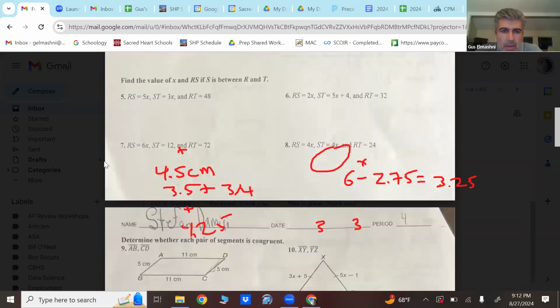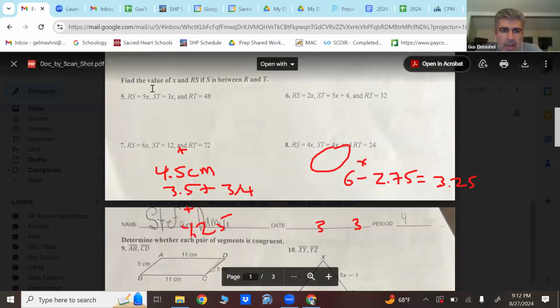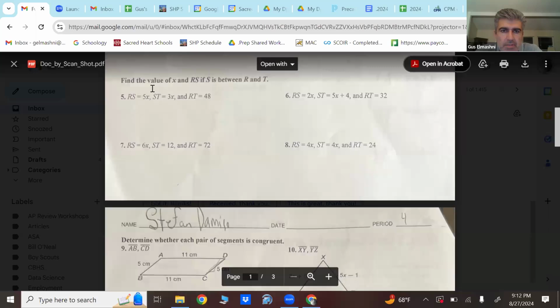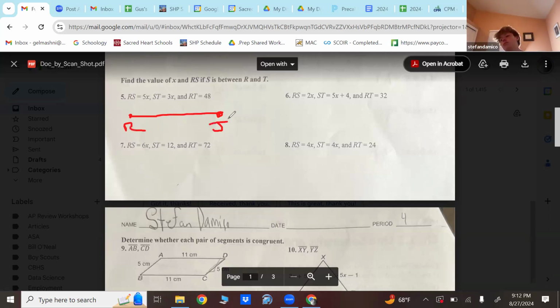All right, so then up here, S is between R and T. So it helps to do a drawing. So that's 5x and 3x. So in RT, the whole thing is 48, right?